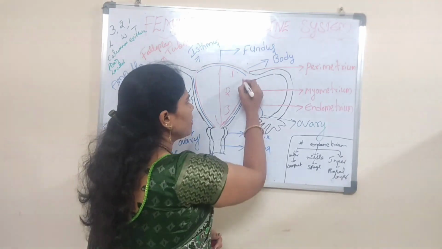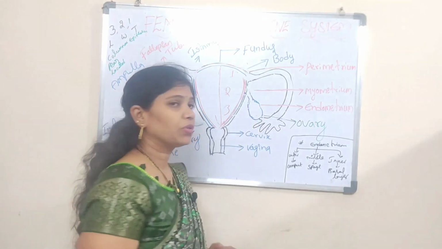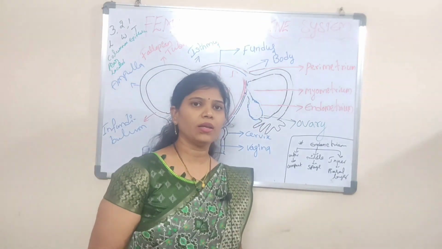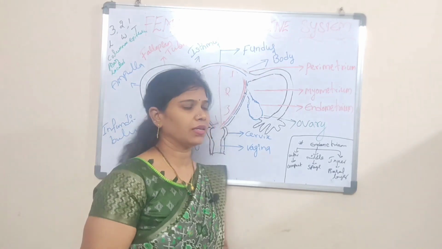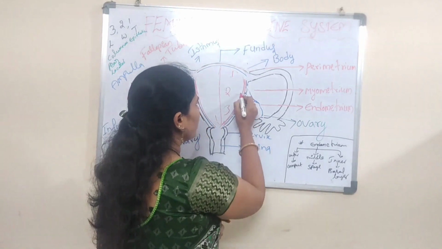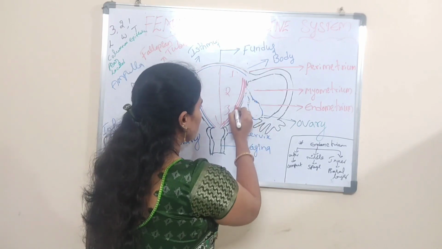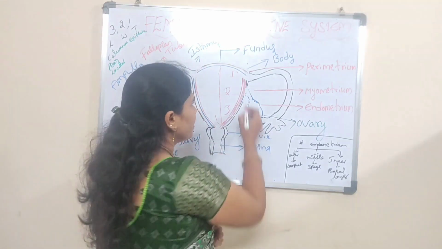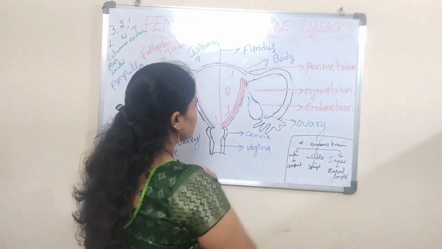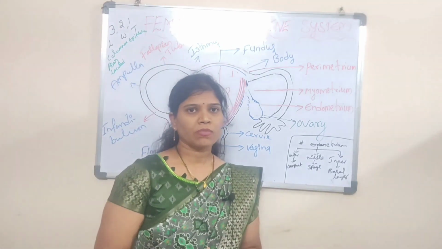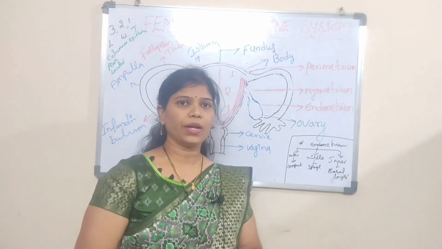The endometrial layer is again divided into 3 main parts, that is outer layer, middle layer and inner layer. The outer layer is called the compact layer of the endometrium, the middle layer of the endometrium is called the spongy layer, and the inner layer of the endometrium is called the basal layer. This is about the layers of the endometrium.